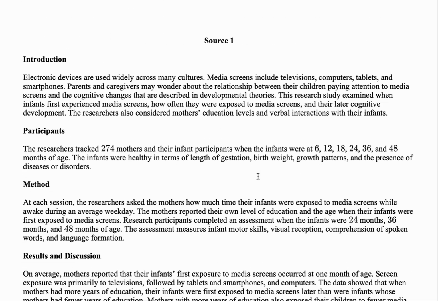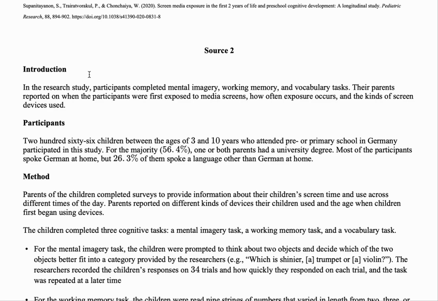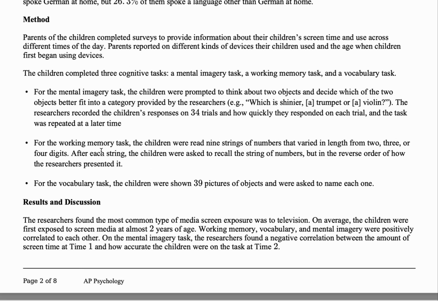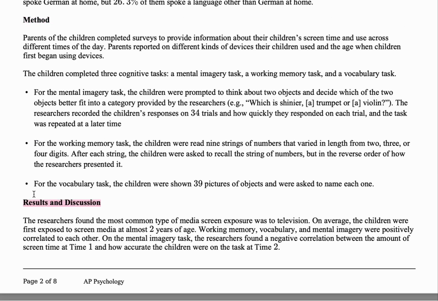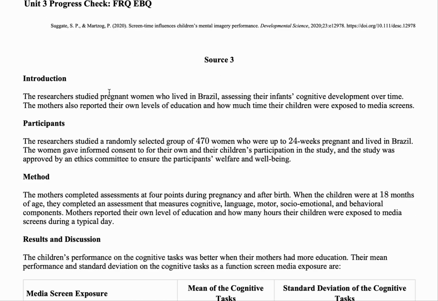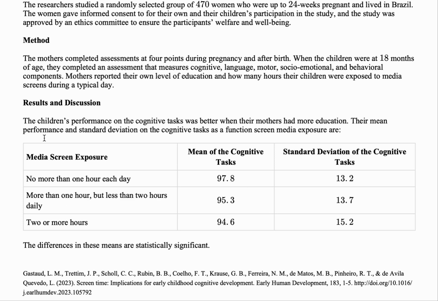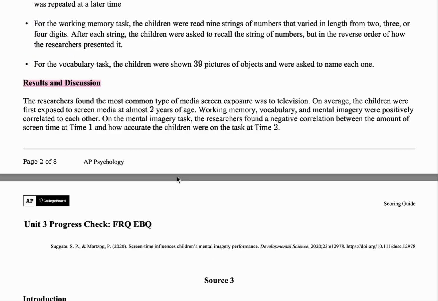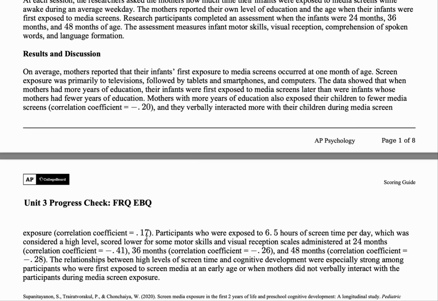It will have 3 sources of research findings, as you can see here. Every source will have the same format. It will consist of introduction, participants, method, and results and discussion. As you can see here as well, there's a source 3, with introduction, participants, method, results and discussion. Sometimes it will be a graph like this, sometimes it would just be words. Sometimes it would just be statistic numbers.